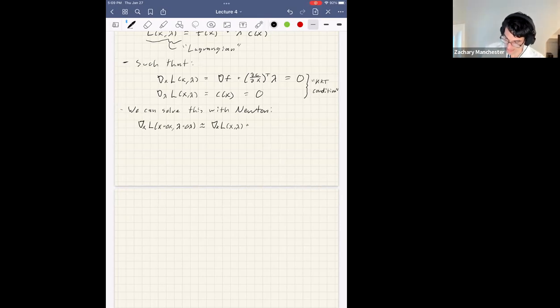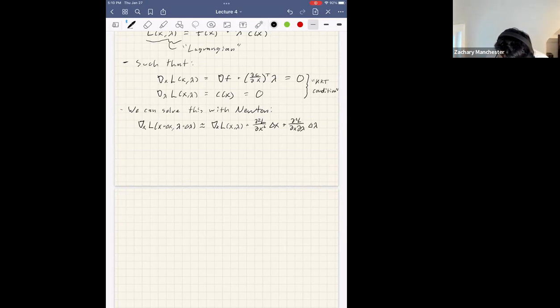partial with respect to x of this guy, which is now the second partial derivative with respect to x, aka the Hessian. So this is going to be partial squared L partial x squared times delta x, plus now this mixed partial, partial squared L partial x partial lambda, times delta lambda.